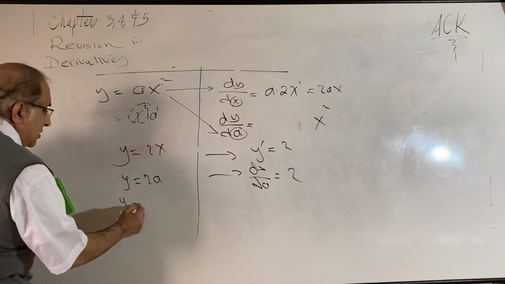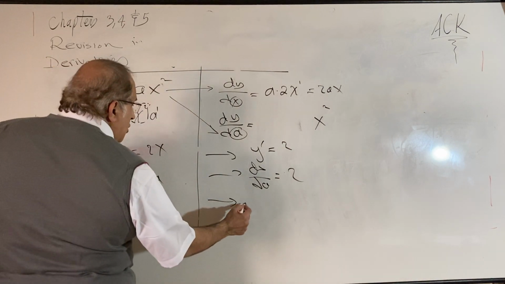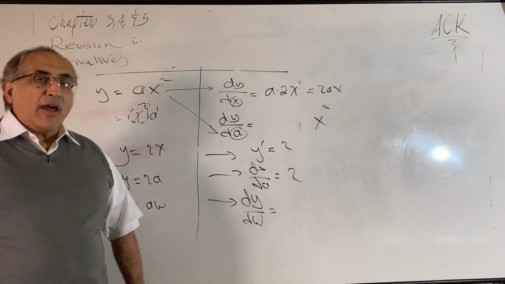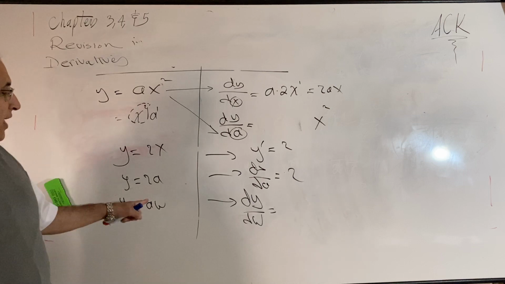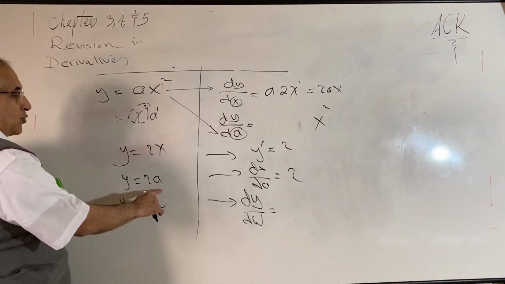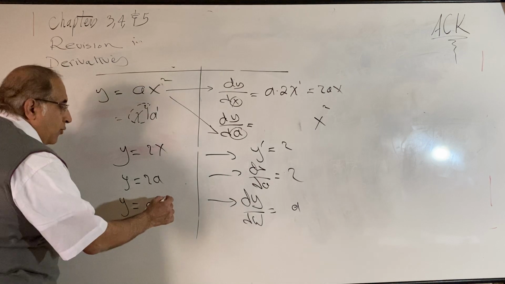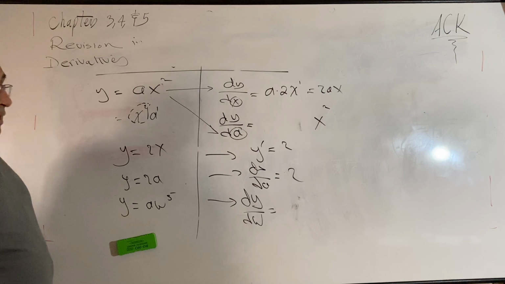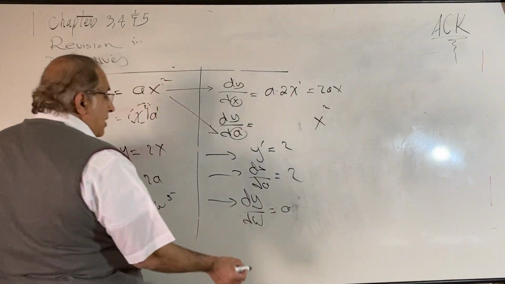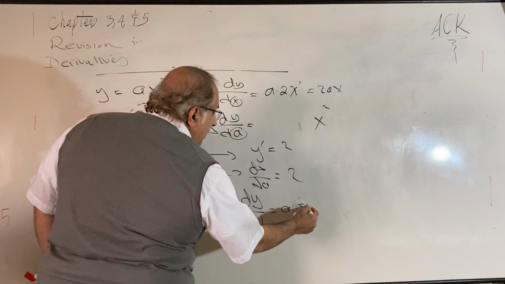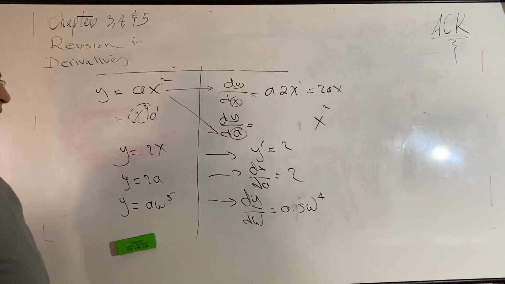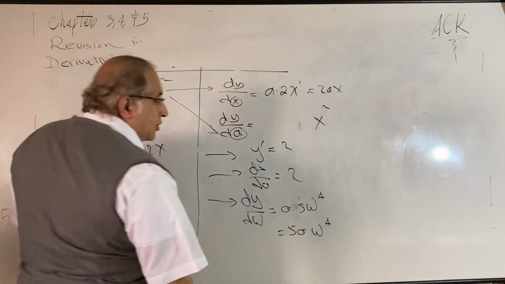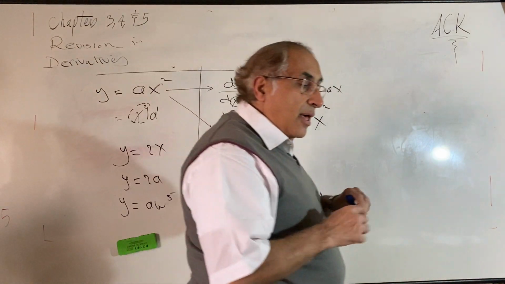Well, if I have y equals a w, and I'm asking you, what is dy/dw? My variable is w, so I need to differentiate y with respect to w. The a is a constant. Since the power of w is 1, it will stay a. But suppose the power was 5. Leave the a, and the power rule says what? Bring the 5 down, and subtract 1 to get 4. You can write the final answer as 5a w to the power 4. So the w is the variable.